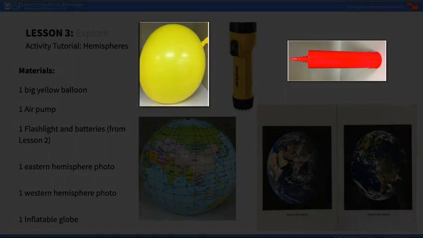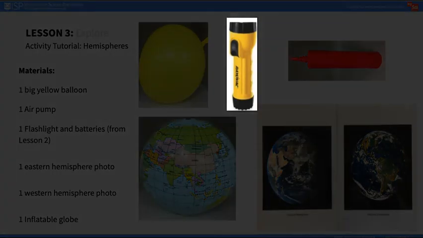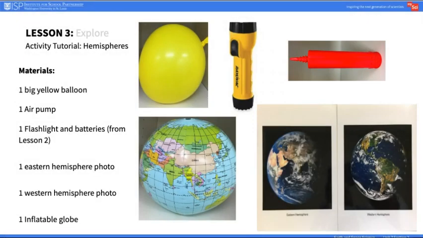Begin by using the air pump to inflate the big yellow balloon and hang it at the center of the room. This will serve as a model of the sun. You will also need the flashlight to help demonstrate how the sun shines on different hemispheres at different times. Place a dot or X on the western hemisphere where St. Louis is, and choose one student to wear the eastern-western hemisphere photos and serve as a model of the Earth.